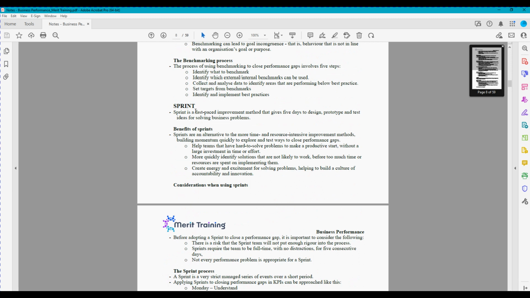Okay, so the next model for identifying and correcting issues is sprint. So sprint is essentially a fast-paced improvement method that gives 5 days to design, prototype, and test ideas for solving business problems. So it's all about being very explosive, very quick, and basically coming up with ideas, designing, prototyping, testing ideas for solving business problems. As opposed to the other methods, which are probably a bit more time intensive and resource intensive.